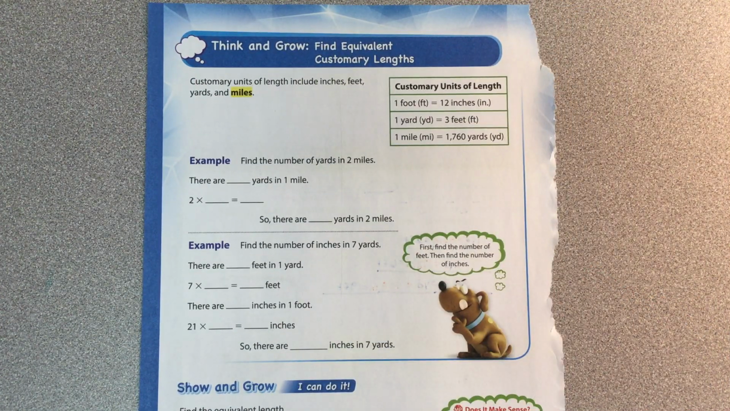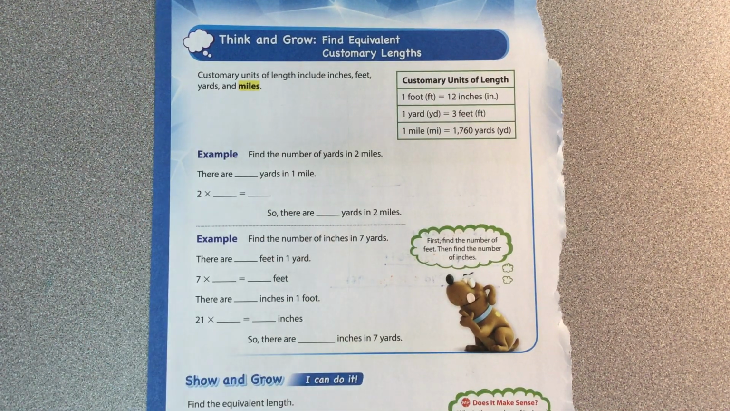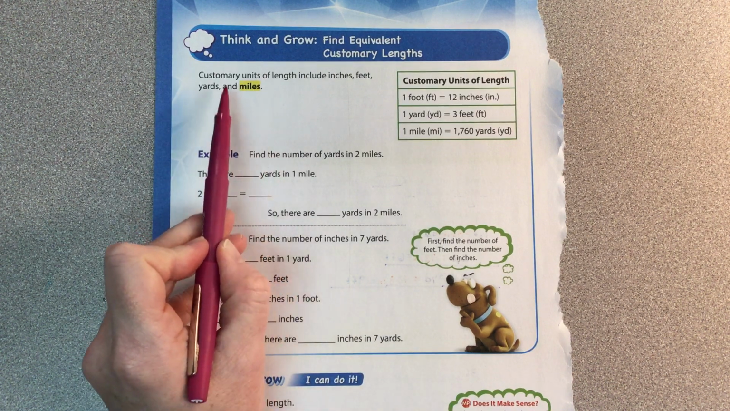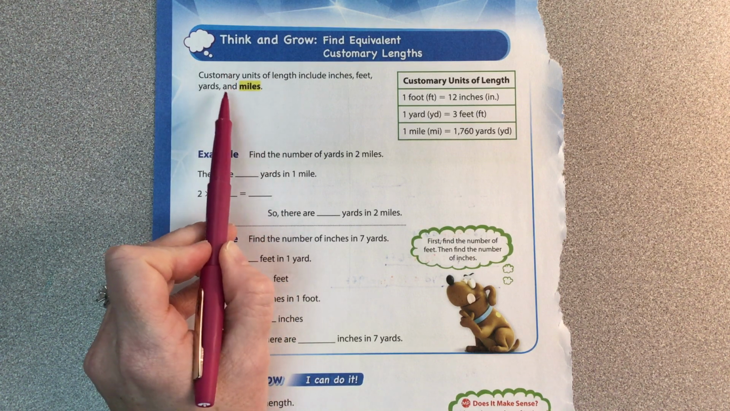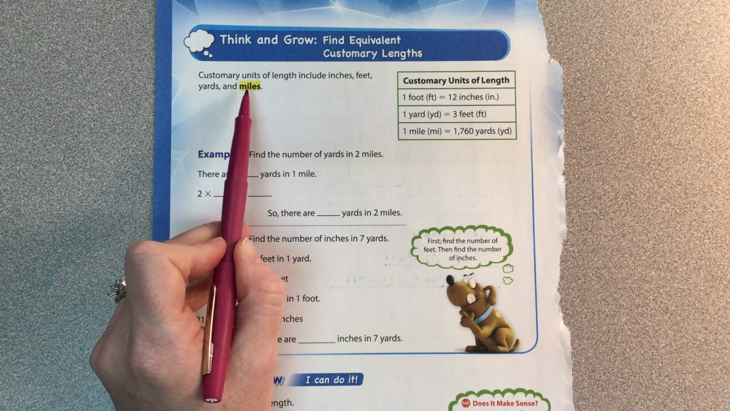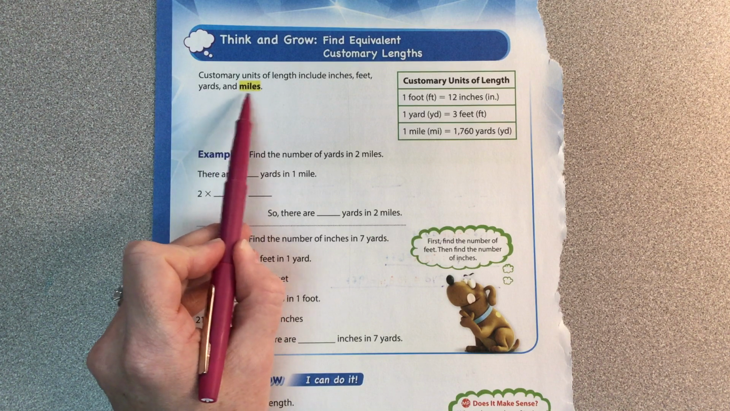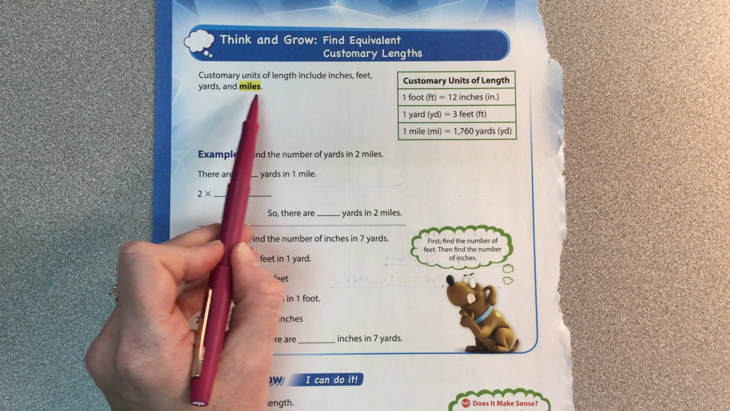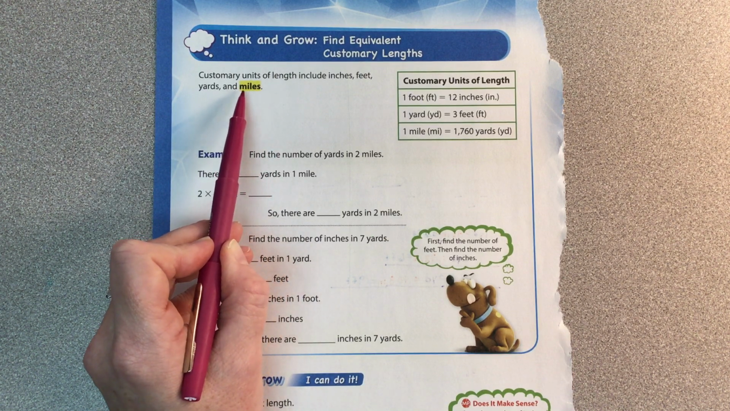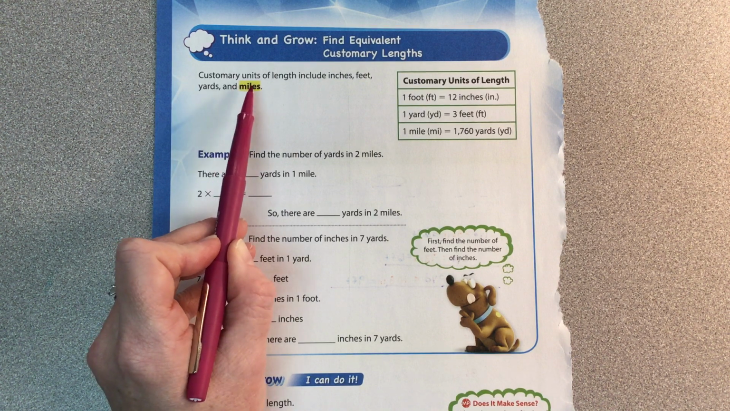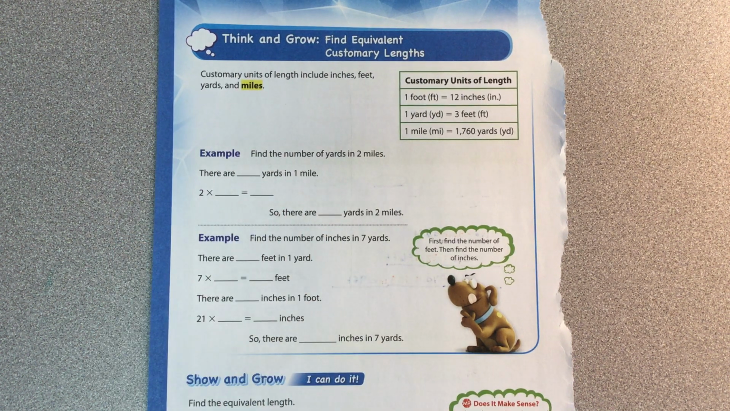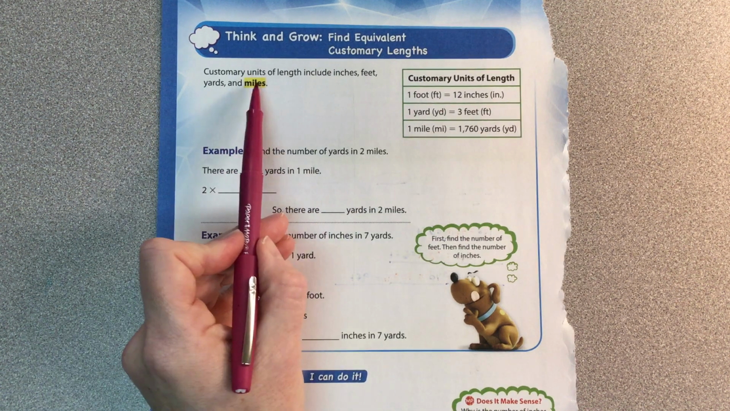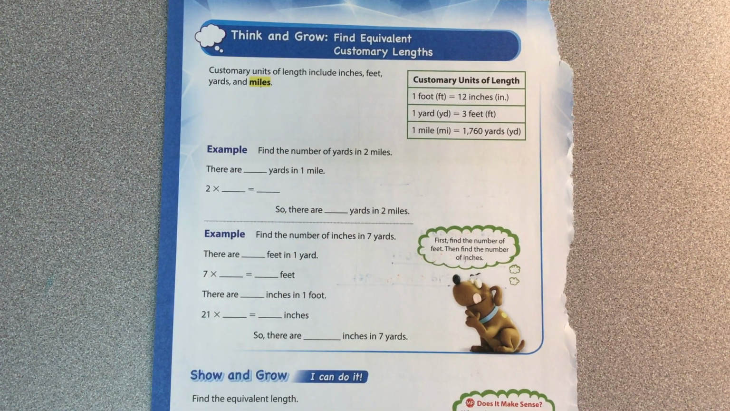Customary units of length include inches, feet, yards, and miles. Do you remember the other day we talked about kilometers? And I said that's kind of similar to our measurements that we drive a car. So in the United States, we use miles as our distance that we drive a car. In Europe and most other parts of the world, they use kilometers. So today we're going to be talking about miles.